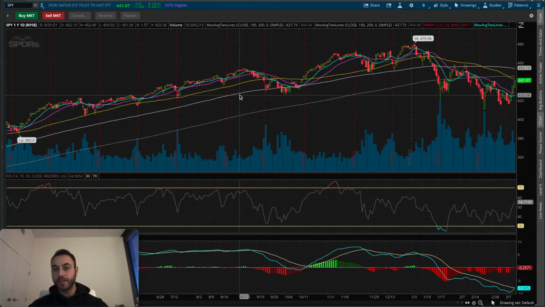What I have pulled up here is the S&P 500 or SPY, and I'm going to be looking at the daily chart, and soon after I'll look at the shorter term charts. That way we can see how the MACD is used during day trading. So first things first, let's take a look at the daily chart.